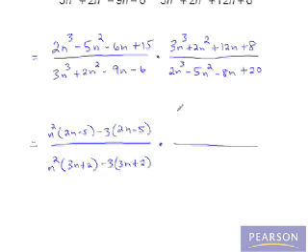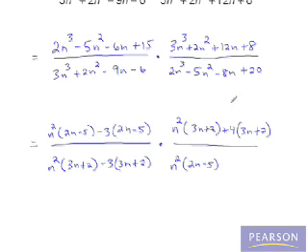Numerator, group the first two terms together. We're going to factor out an n squared. So we're left with 3n + 2. Grouping the last two terms together, we can factor out a positive 4, and we're left with 3n + 2. Denominator, grouping first two terms together, factor out an n squared, and we're left with 2n - 5. And last two terms, we can factor out a negative 4, and we are left with 2n - 5.